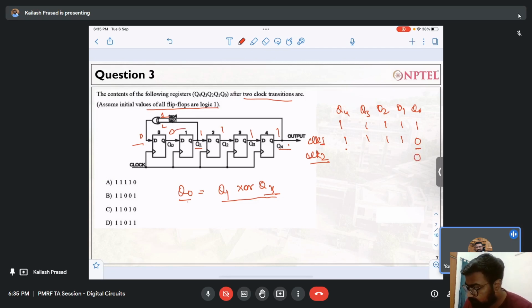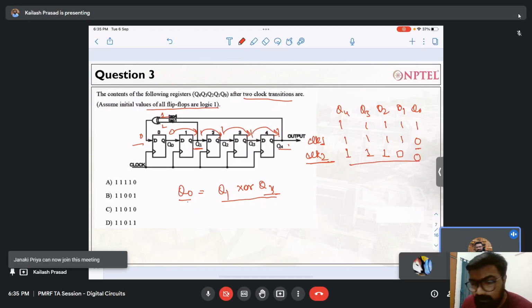Please note that this 0 will be shifted here. It means Q1 is 0, right? This one will be shifted here. It means Q2 is 1. This one will be shifted over here, the previous state of 1, so Q3 is 1, and this one is shifted over here, so Q4 is 1, right? So this is the two cycles. Only two cycles have been asked. It means the answer is 1 1 1 0 0.